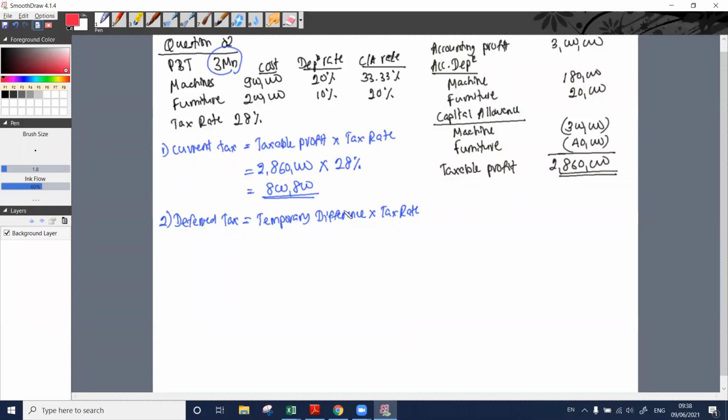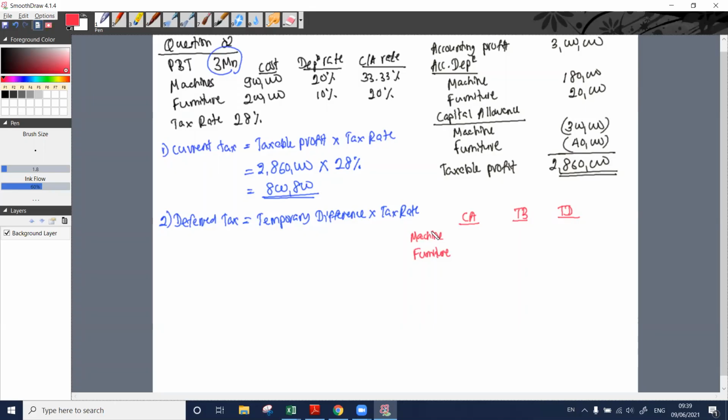Temporary difference means what? The difference between the carrying amount and tax base. We call that the temporary difference. In this case, we have two assets, right? We have machineries and we have furniture. So for each asset, we should know the carrying amount, the tax base, and therefore the temporary difference. First, we will take machineries.